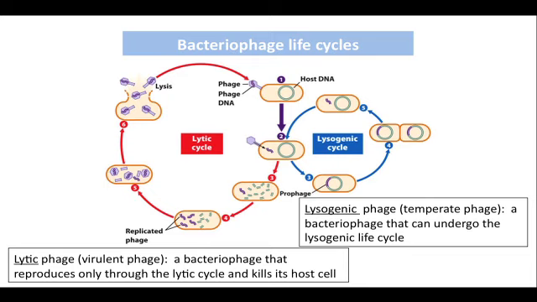And bacteria that reproduce through the lytic cycle always kill their host cell. Bacteria that reproduce through the lysogenic cycle are actually reproduced passively. So I'm going to go over both of these in a little bit more detail. The important thing to note is that both life cycles start with the phage attaching to a bacterial cell and injecting its genetic material.